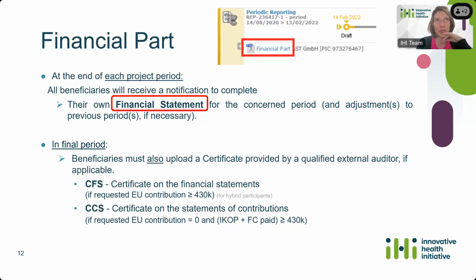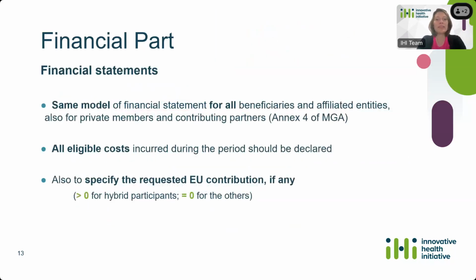So now regarding the financial statement, it's actually the same model for all beneficiaries and affiliated entities, so also for private members and contributing partners. And you can find that model in the model grant agreement. It is Annex 4. In this financial statement, you need to declare all eligible costs that have been incurred during the period, even if it exceeds the estimated budget. It's also necessary to specify the requested EU contribution, if any. It will be positive for the hybrid participants, and it will be equal to 0 for the others.